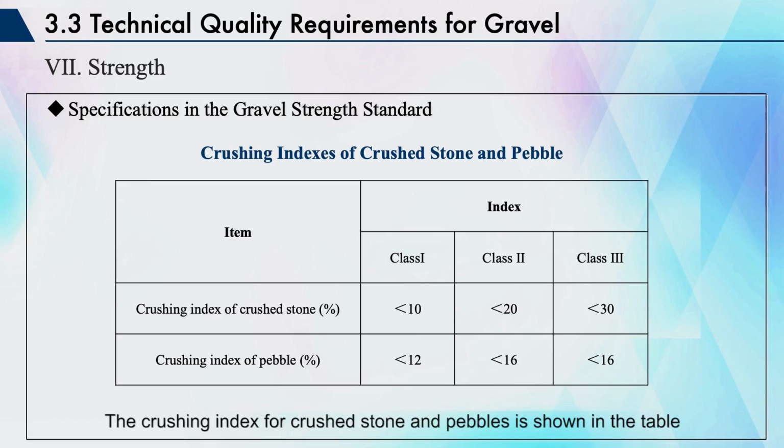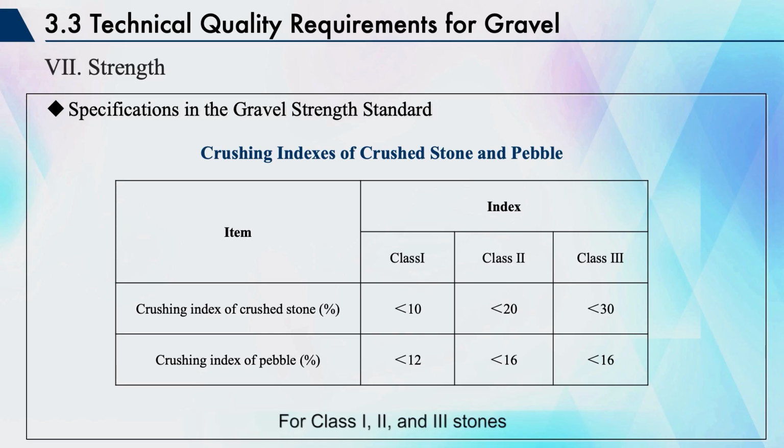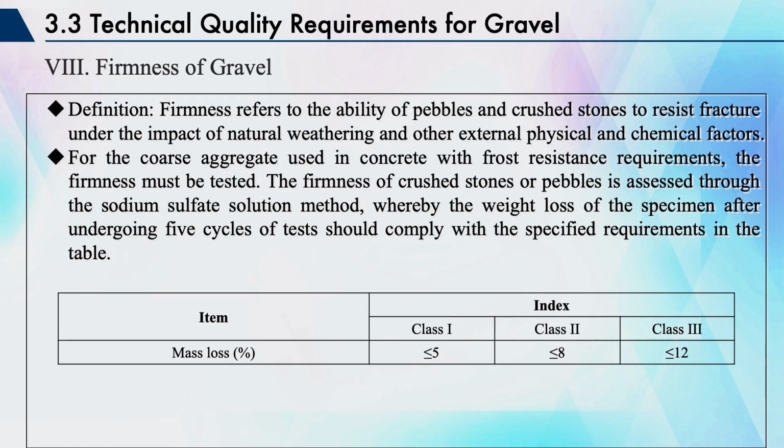The crushing index for crushed stone and pebbles is shown in the table. For Class 1, 2, and 3 stones, the maximum allowable crushing index for crushed stone is less than 10%, 20%, and 30% respectively. And for pebbles, it should be less than 12%, 16%, and 16%, respectively.